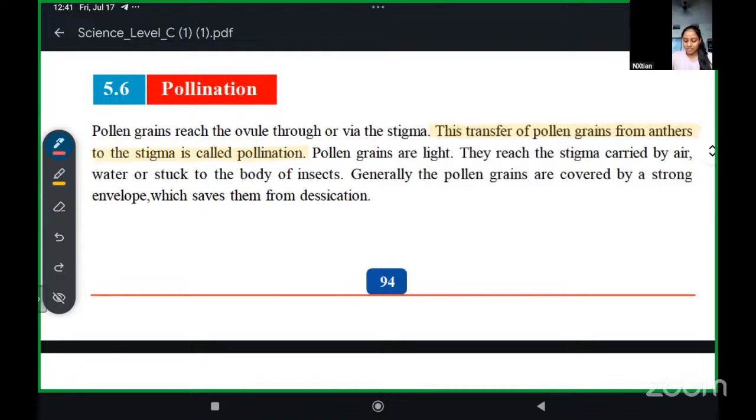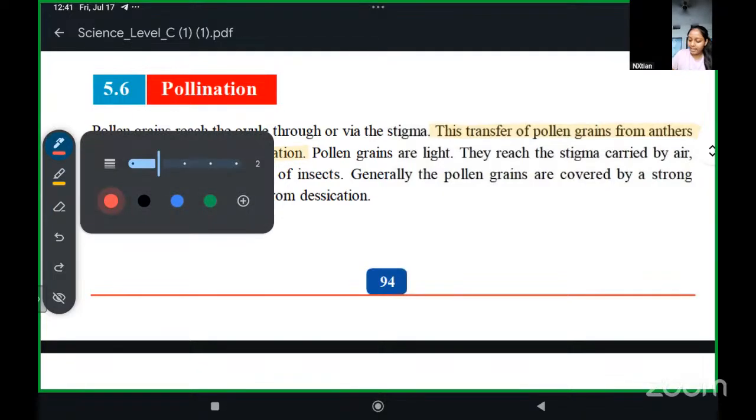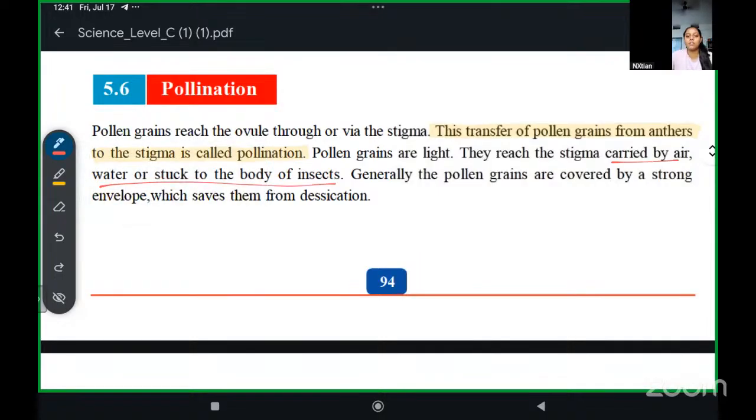Pollen grains are lightweight. They reach the stigma carried by air, water, or stuck to the body of insects. When bees, butterflies and other insects sit on the flower, they suck the nectar and move to another flower. So the grains transfer from one flower to the other, through water, air, or insects.